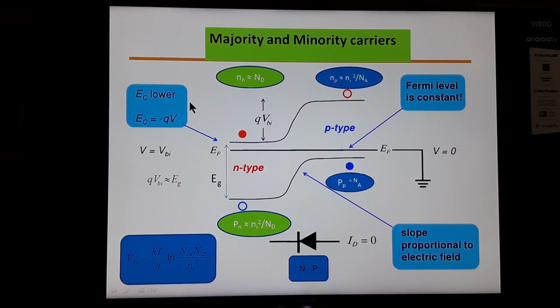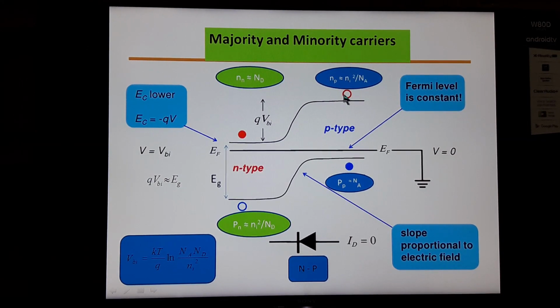Now, regarding the values of majority and minority carriers in the neutral region of the N side and the neutral region of the P side of the PN junction, we observe that the majority hole density in the valence band of the P side material, generated at the P side, is approximately equal to Na, the acceptor doping density, and the free electrons, the minority carriers in the P side, denoted by np, is approximately equal to ni squared by Na, where ni is the intrinsic carrier density and Na is the acceptor doping density.